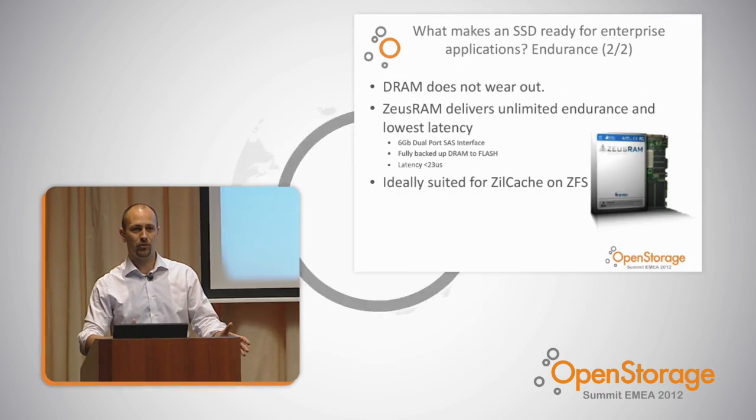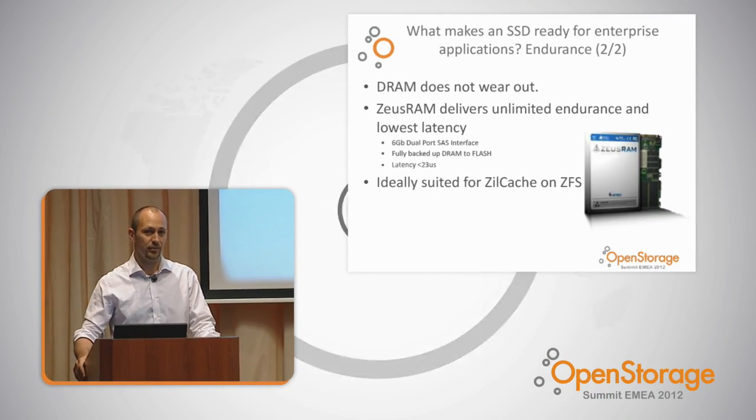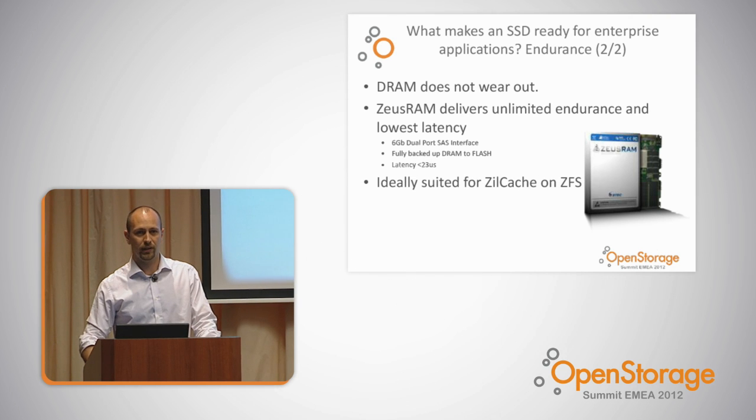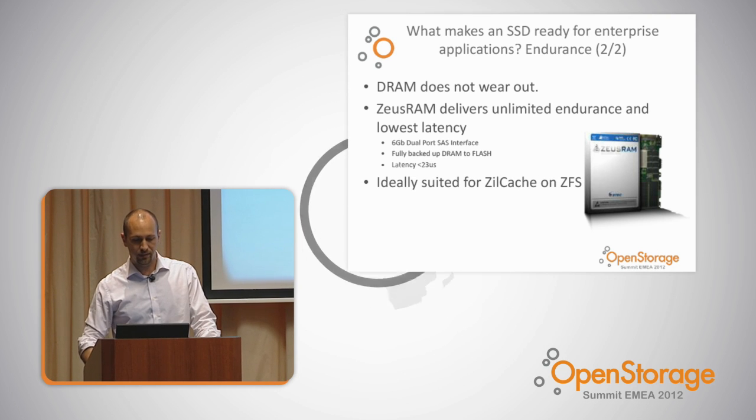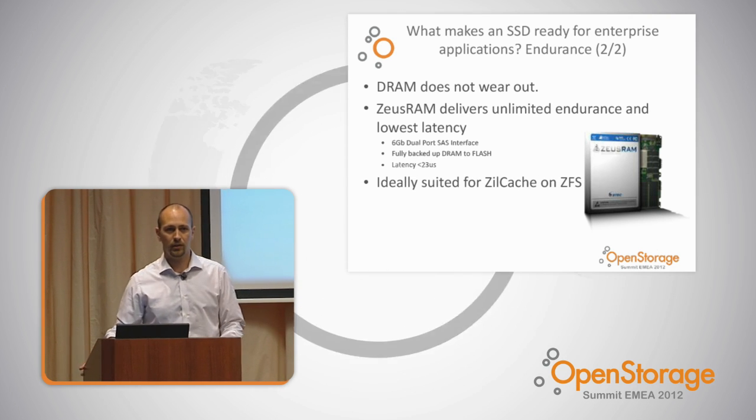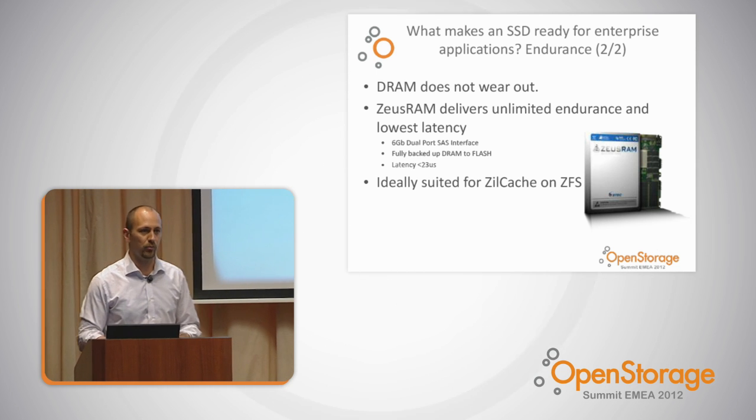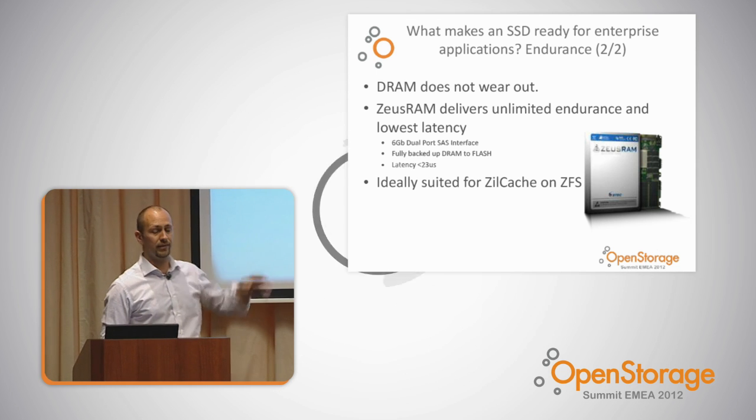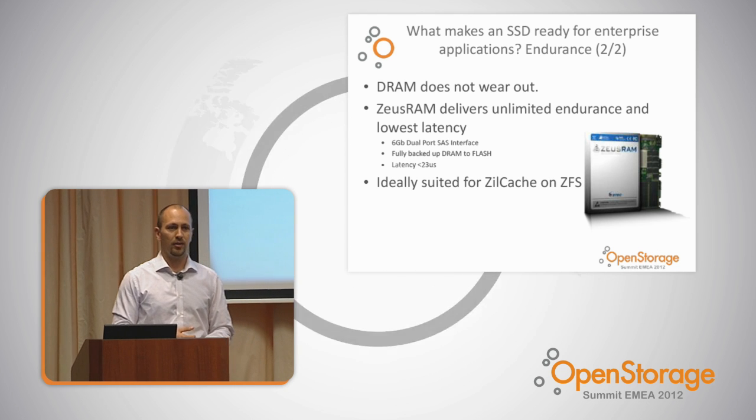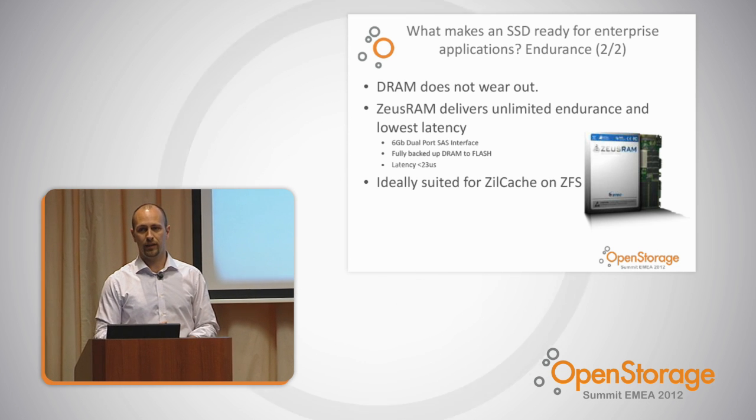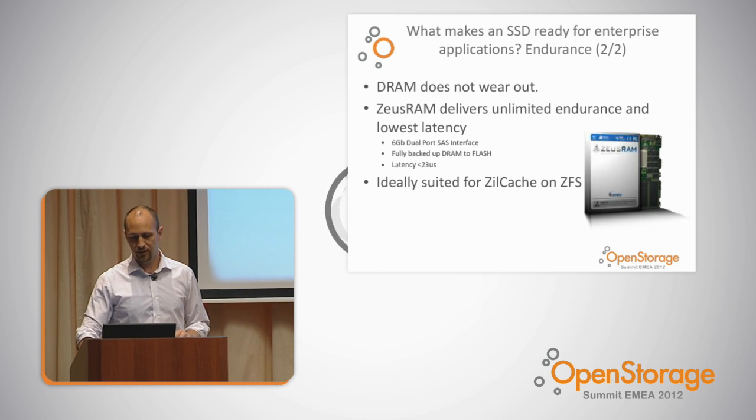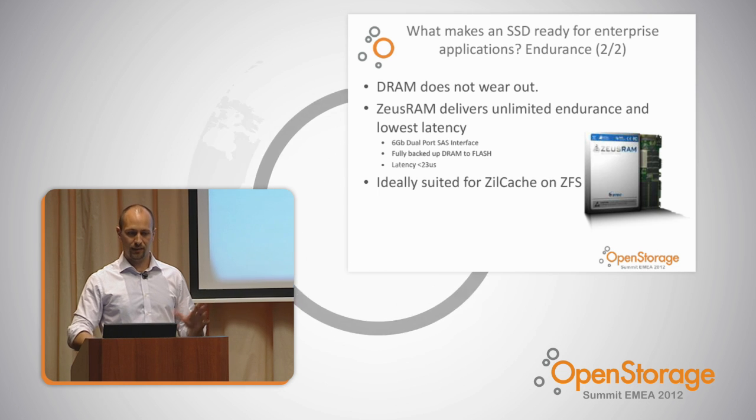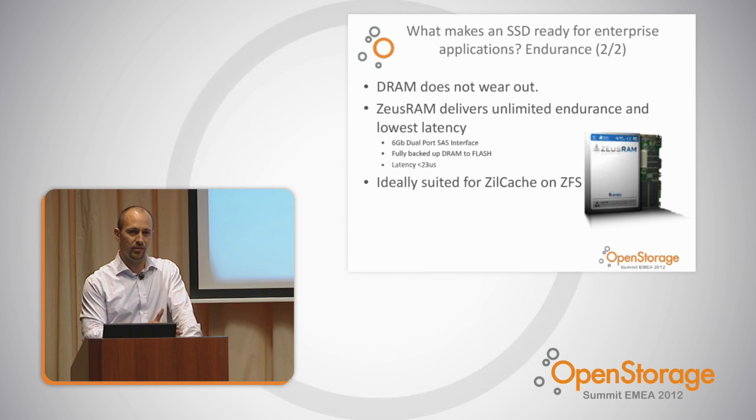There is another easy way to overcome the endurance limitation. Flash wears out, DRAM doesn't. So we could use DRAM on the SSD instead of flash. And this is actually what we are doing on the Zeus RAM. Some of you are already familiar with the Zeus RAM. The Zeus RAM is a 3.5-inch SSD based on 8 gigabytes of DRAM with a SAS interface. So we get the standard interface with the performance of the DRAM, but this DRAM is fully backed up on flash.